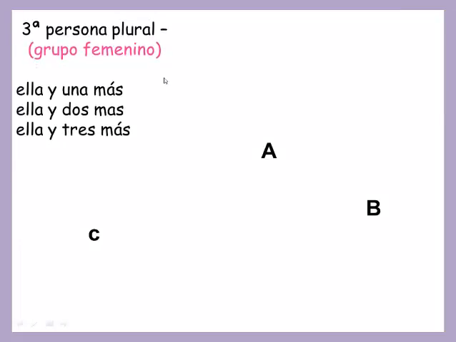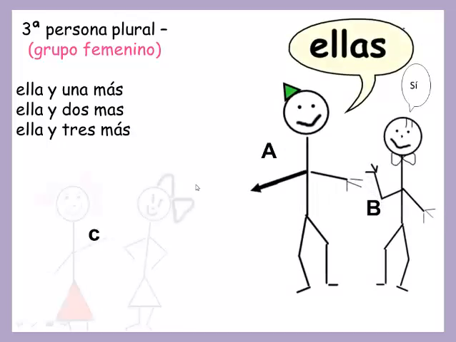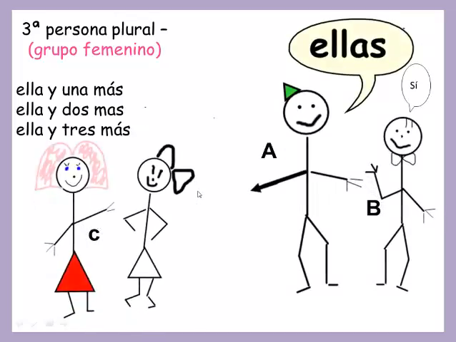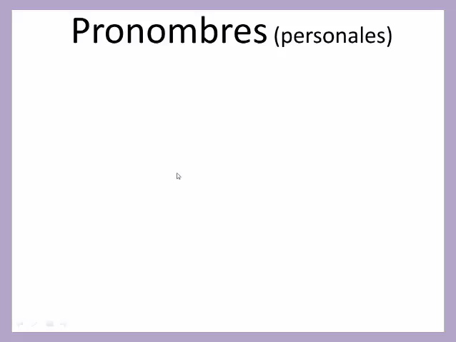Okay, and here we go. Third person plural, the feminine form of it. If it's ella and one other person, or ella and two other people, or ella and three other people, we're going to call them ellas. In this case it is they. Once again, that is the pronoun in English, they. And only ladies. Okay, guys, so that's pretty much it.